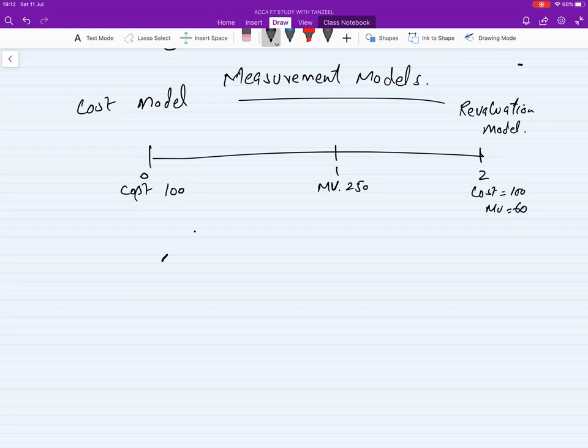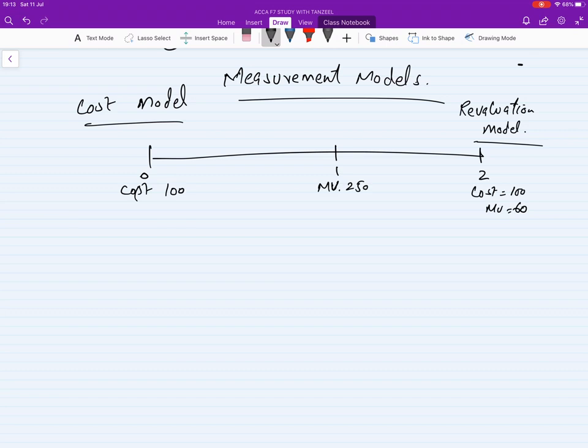Now we will discuss the measurement models. There are two different models: one is the cost model and one is the revaluation model. Either we can use a cost model for our property, plant and equipment, or we can use the revaluation model. So previously, before the standard, the director was doing this.